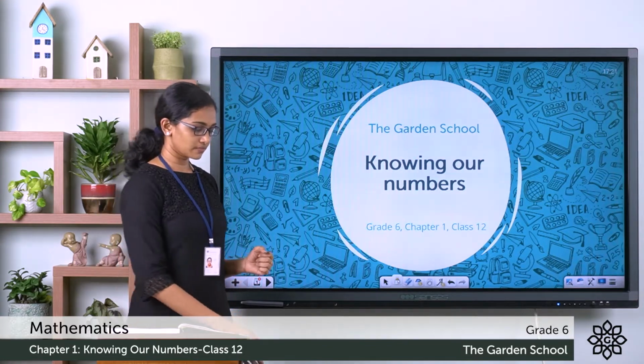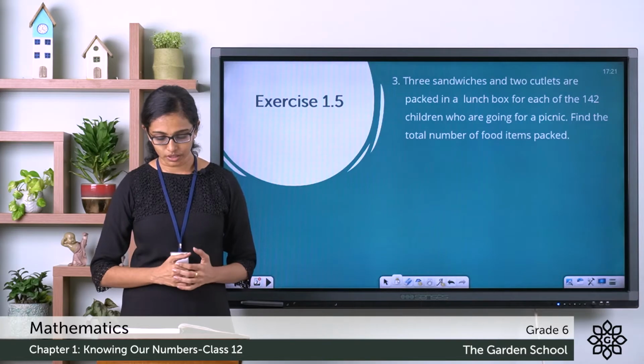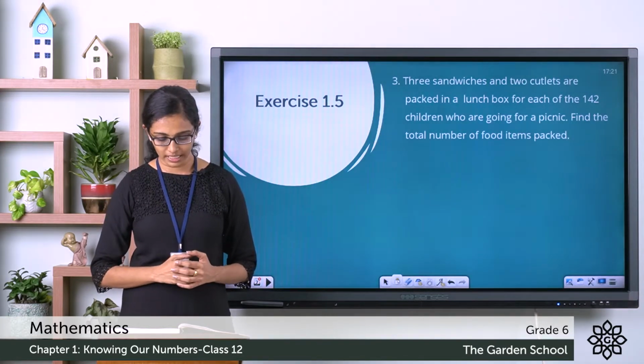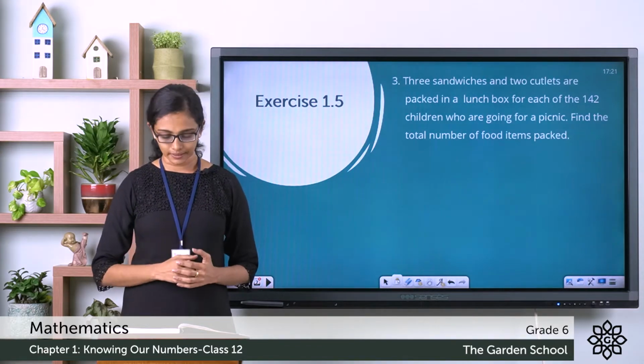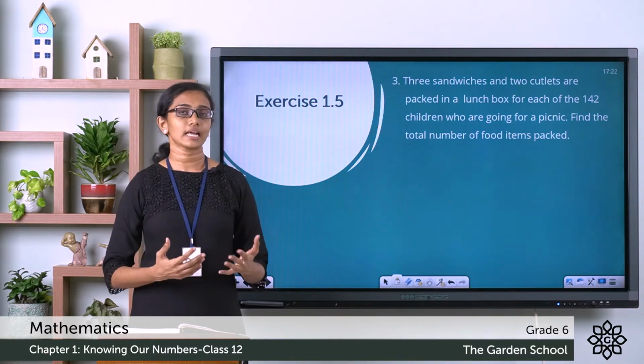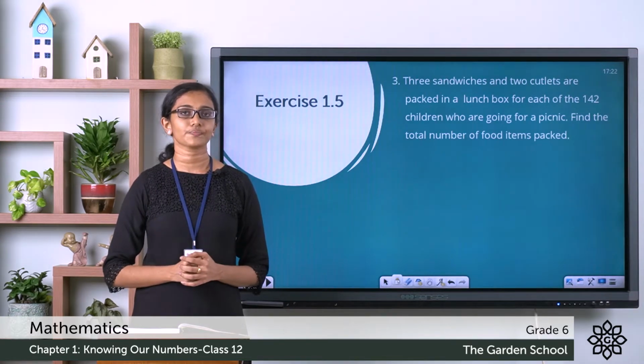So the third question from the exercise. Let me read the question. 3 sandwiches and 2 cutlets are packed in a lunchbox for each of the 142 children who are going for a picnic. Find the total number of food items packed. So this is from the topic we learned in the last class, the use of brackets to ease out calculations.